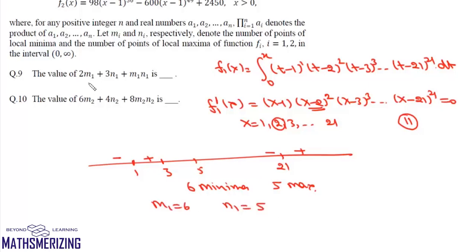Now we need to find the value of 2m1 plus 3n1 plus m1 n1. So there will be 12 plus 15 plus 30, which is 45 plus 12, and there will be 57. So this value is 57.